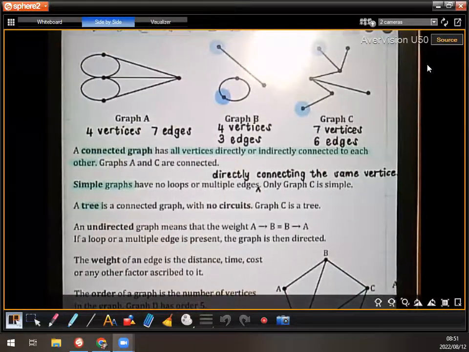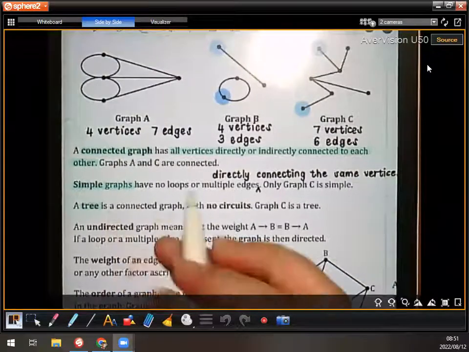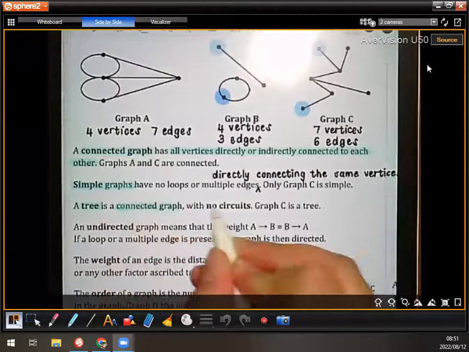Now they're using a term here which we don't know what that is yet. I will explain it now. A tree is a connected graph with no circle.